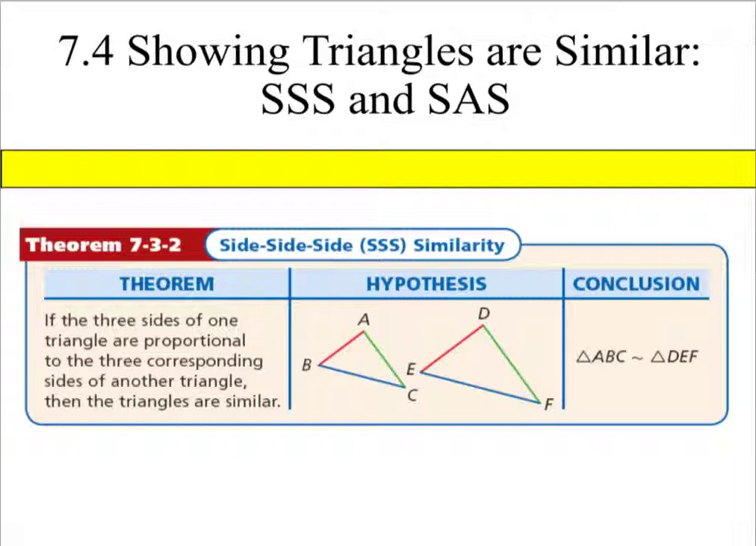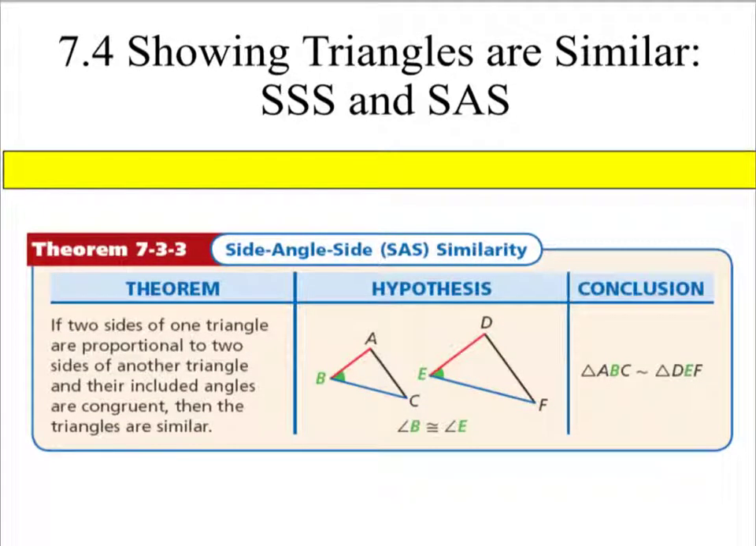If three sides of one triangle are proportional to the three corresponding sides of another triangle, then the triangles are similar. If you look at AB and DE, notice they are in red. If those are proportional, and BC and EF are proportional, and then AC and DF, if all three of those sides are proportional to the corresponding sides of the other triangle, then they are similar.